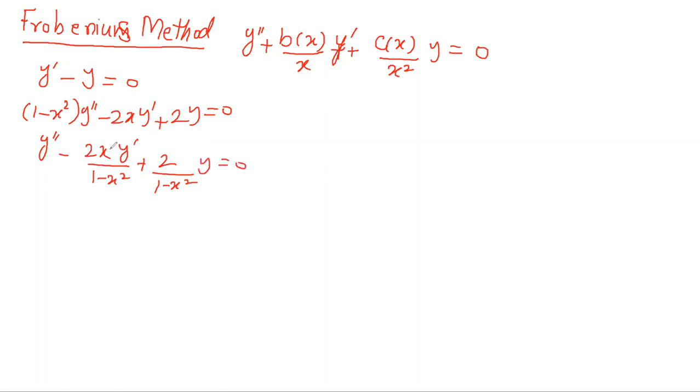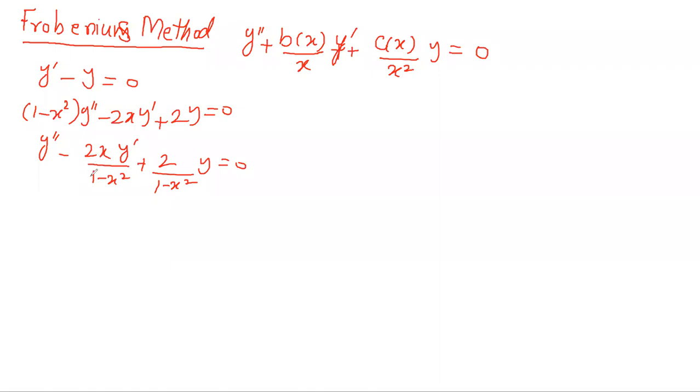In this case, the coefficients of y prime and y are both analytic, which means that at x is equal to 0, these functions exist. For example, at x is equal to 0, this is 0, so 0 is analytic. Similarly here, the value will be 2 over 1 minus x square, which is equal to 2. So both 0 and 2 are analytic, which means that these functions are continuous, or they exist at the value of x is equal to 0.